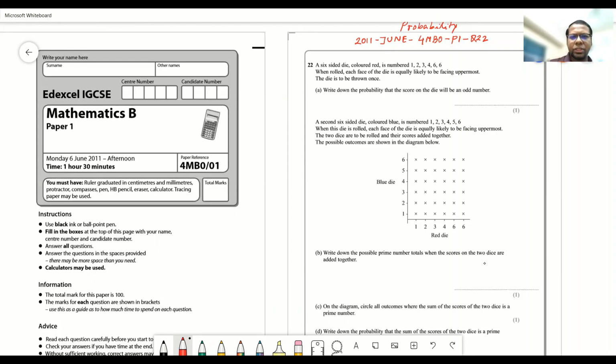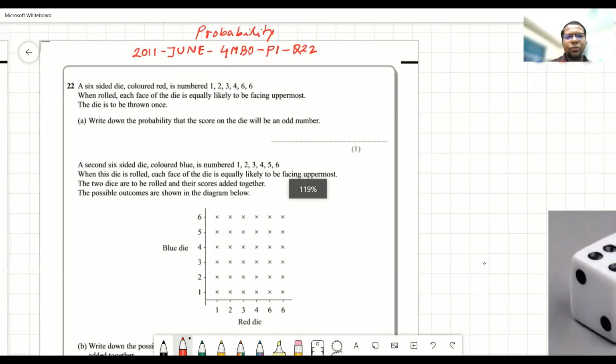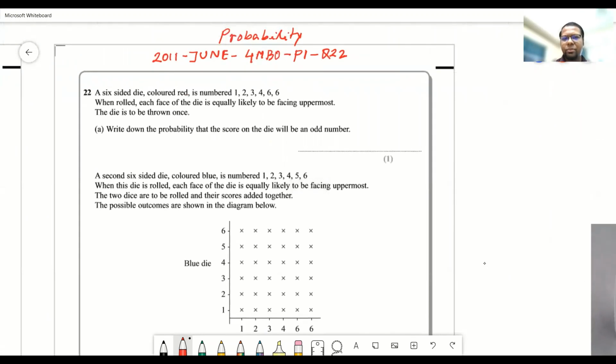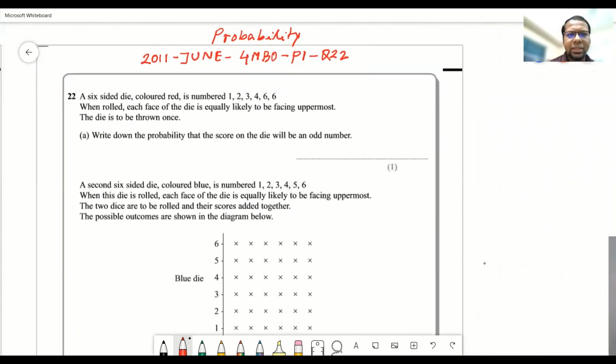Okay, so let's solve the question. Before solving it, I'm considering that you have the basic knowledge of probability, so I hope you will understand my explanation. So look at the question. A 6-sided die colored red is numbered 1, 2, 3, 4, 6, 6.